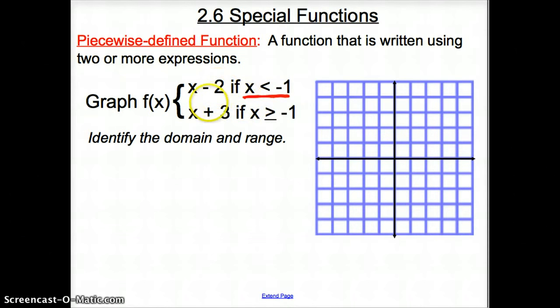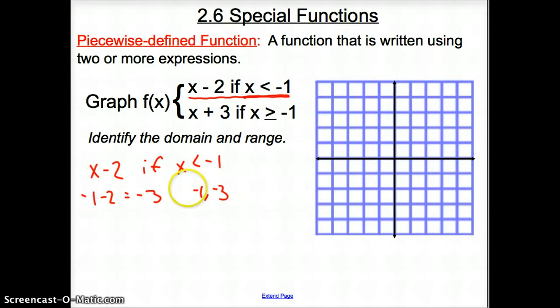So now when we do these problems, how do we do these problems? Well, the first thing you want to do is bring it down. So I'm going to bring this whole thing down here. So it's going to be x minus 2 if x is less than negative 1. The very first thing after you bring it down is to put negative 1 in for this x. So negative 1 minus 2 is negative 3. So now we found the point. Our point is now negative 1, negative 3.